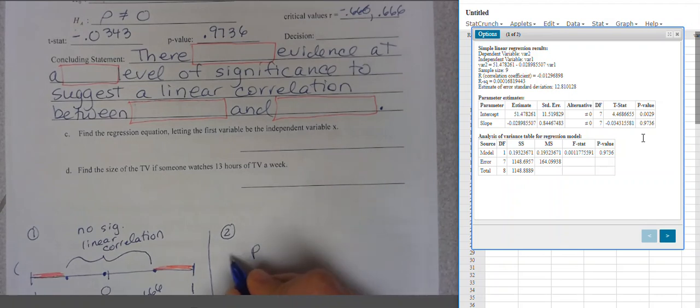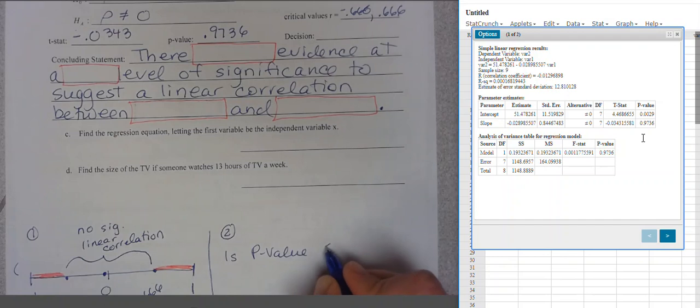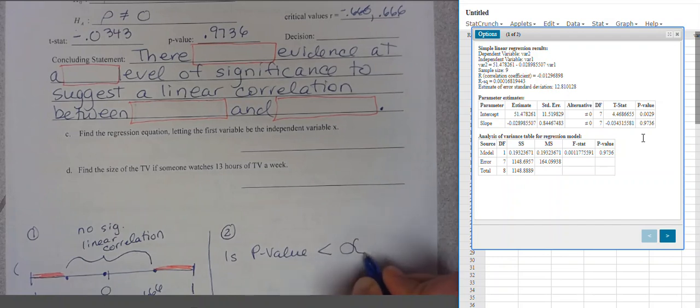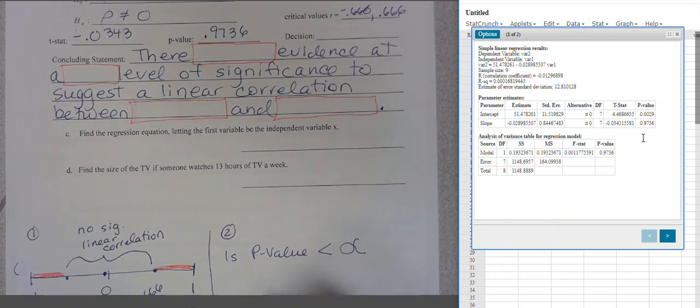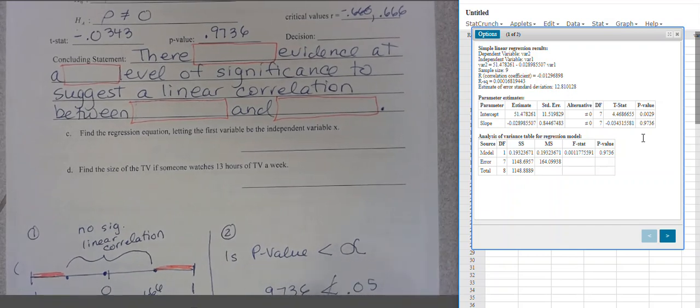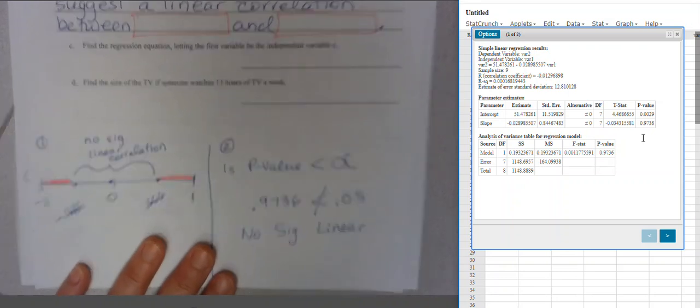So the second way that we make a decision about correlation or not is by p-value, and that is asking: is the p-value less than our alpha? Here it's not. Our p-value, which was 0.9736, is not less than 0.05. So again, we would say there is no significant linear correlation.